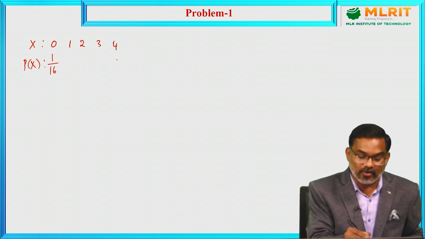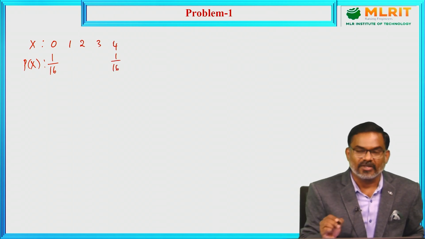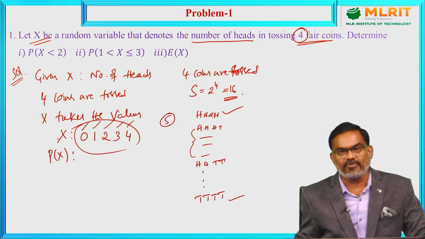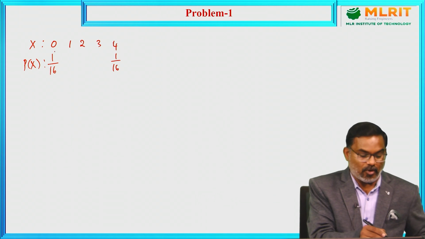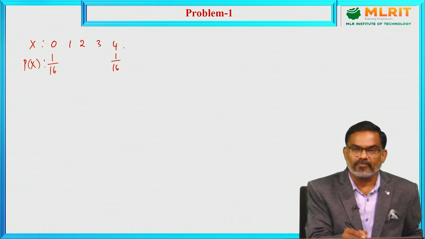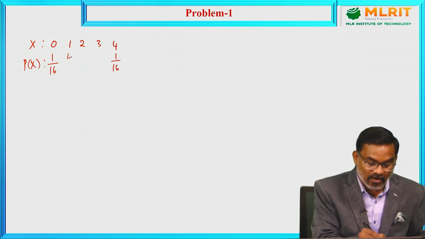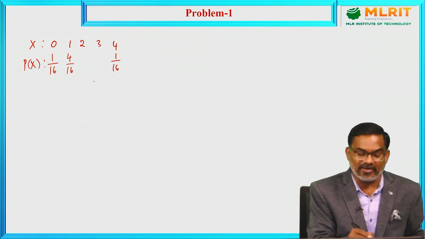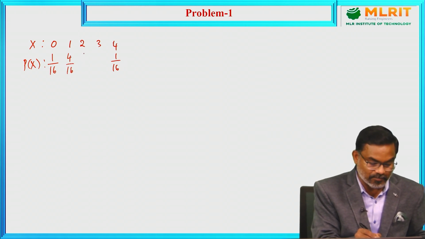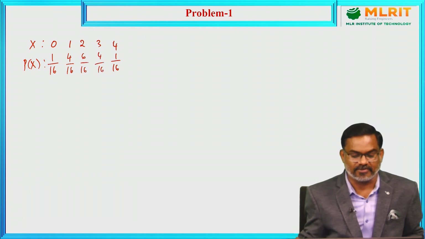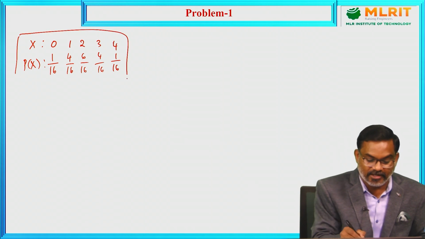Similarly, all 4 heads are possible in one and only one way. This one, all 4 heads, and this one, all 4 tails. So the probability of 0 heads is 1 by 16 and the probability of getting 4 heads is 1 by 16. Similarly, 1 head is possible in 4 different ways, 2 heads are possible in 6 different ways, and 3 heads are possible in 4 different ways. So this is the probability distribution.